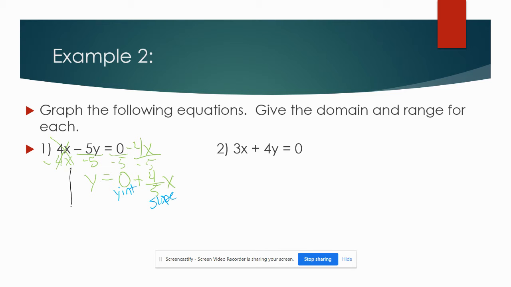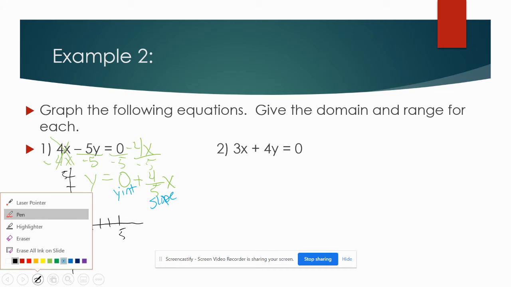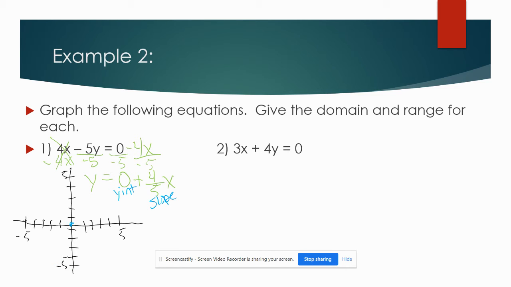So if I make this graph, I start with my y-intercept at 0, 0, and then rise over run. Rise 4, run 5, puts a point right here. I could also go down 4 and left 5, because a negative and a negative is also a positive. And there's my line.